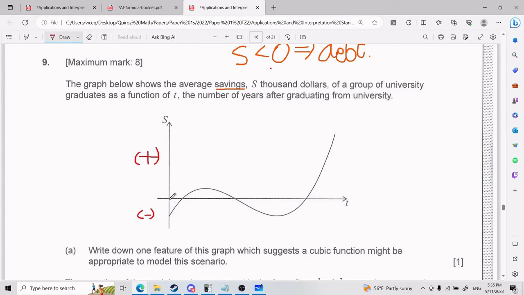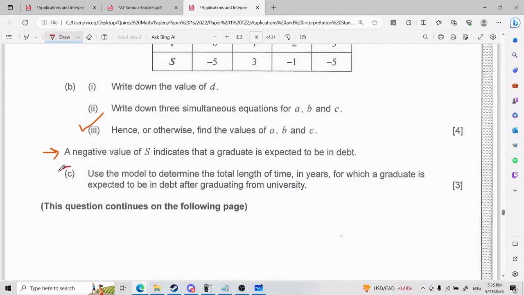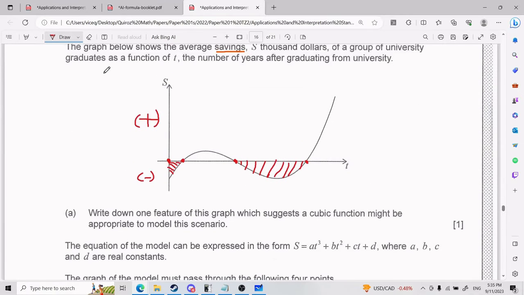So this guy right now is in debt here. From here until here, they're in debt. Later on, they're in debt from here until here. See? And so part C is asking for the total length of time for which a graduate is expected to be in debt. So basically, I need to find the time from here to here and add it up, and then the time from here to here and add it up. And then they're not in debt anymore and they can live a happy life. Not very realistic in terms of debt, but whatever. So we want to find these two values for t and these two values for t, and we can just add everything.